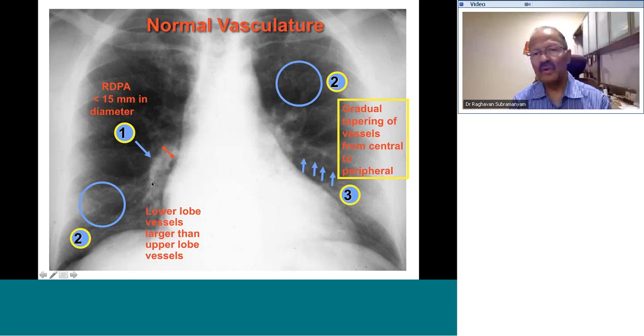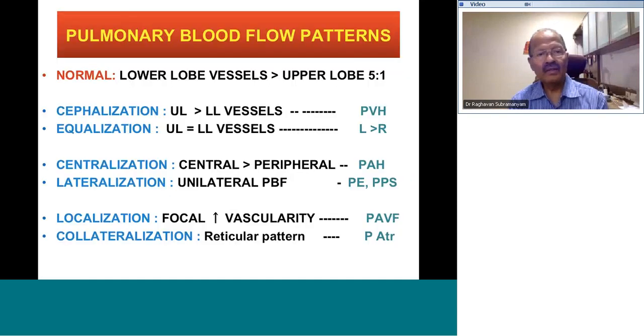So these are some normal values which are useful to diagnose the abnormalities of veins and arteries in pathological conditions. Now, there are certain terms used. Normally, the lower lobe vessels are more prominent than the upper lobe vessels. Some people give it as a ratio of 5:1. That is, you see 5 lower lobe vessels, you can see 1 upper lobe vessel. Some people use the word cephalization. That is, when upper lobe vessels become more prominent than the lower. I'll show you some examples of this later on.